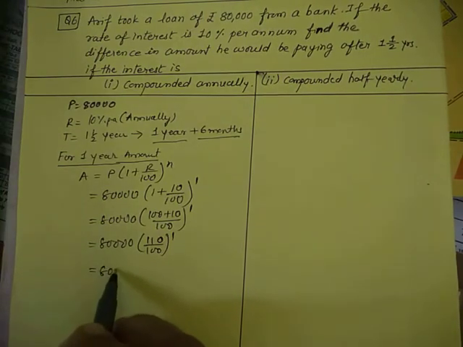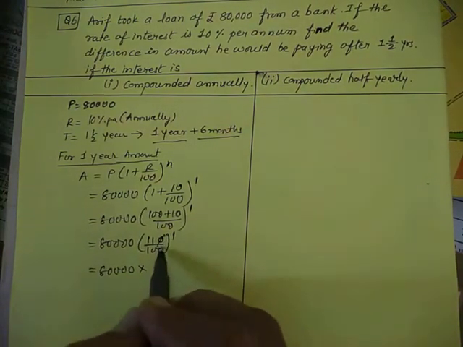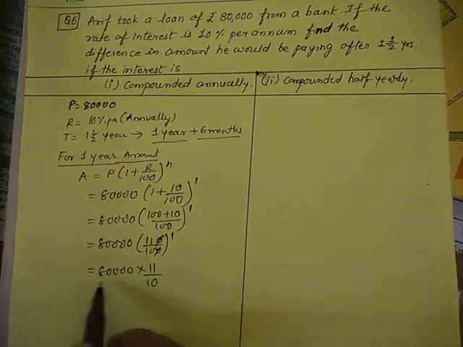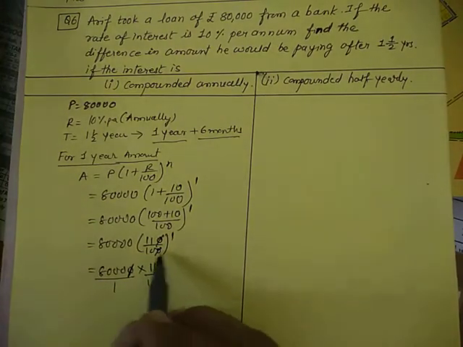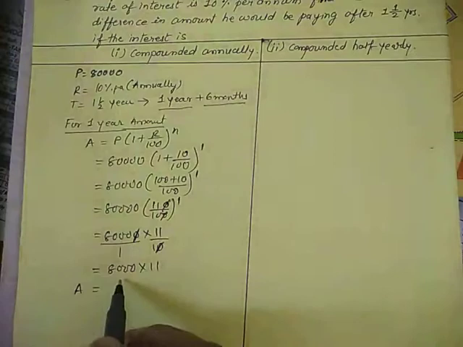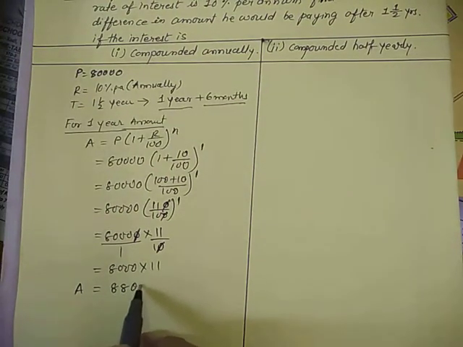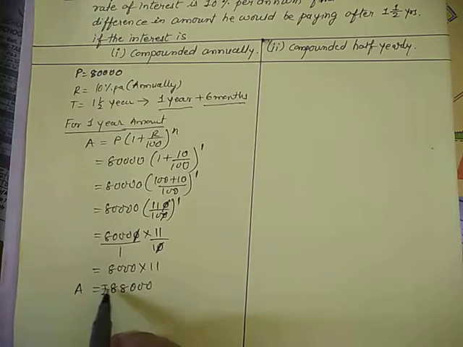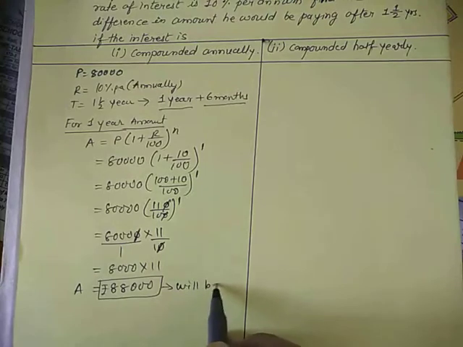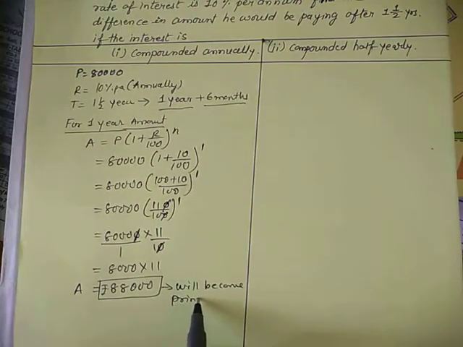Now here 80,000 into 0 gets cancelled over here, so I will get 11 by 10. Okay, and this 0 also gets cancelled over here, one time is 1 only. So 8,000 into 11, I will get a round amount for the first year: 11 8s are 88 and 3 zeros. So this will be the amount after first year, and this will become principal for the next 6 months.